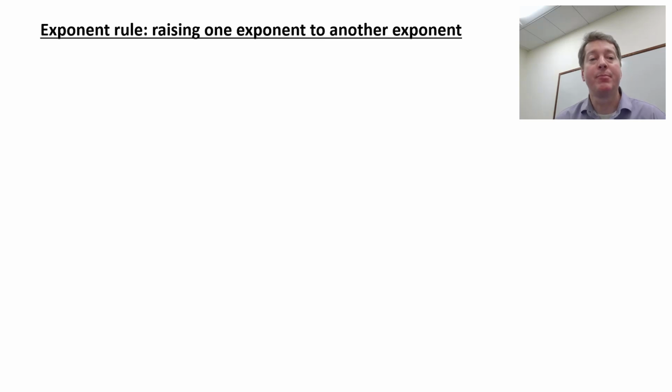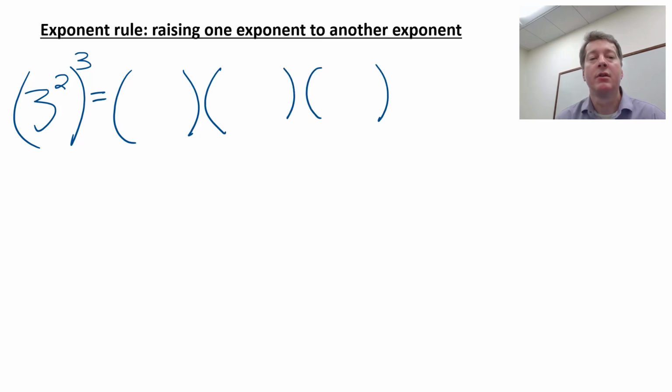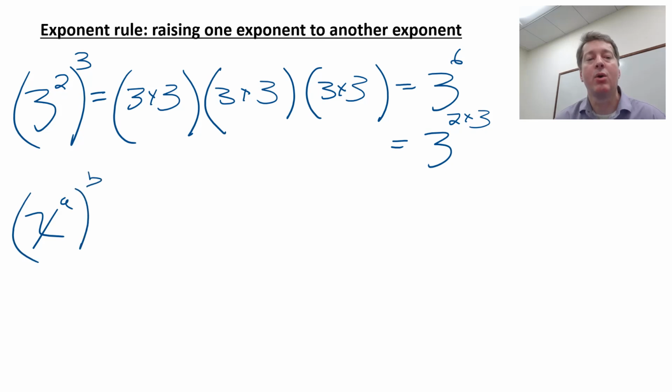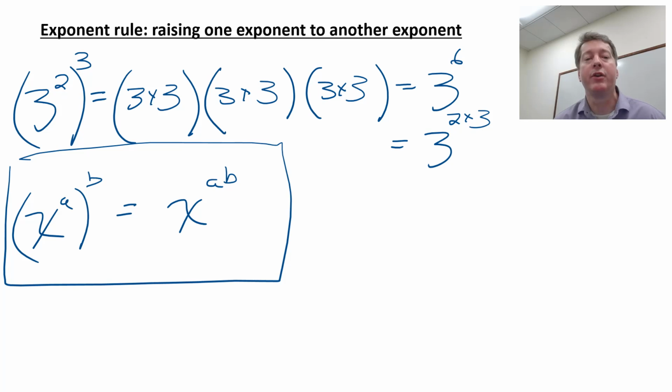Let's talk about raising an exponent to another exponent. Suppose I had 3 squared cubed. So that's what? That's the same as 3 squared times itself 3 times. So 3 times 3 times 3 times 3 times 3 times 3. Well, that is 3 times itself 6 times. That's 3 to the 6th. It is 3 to the, not 2 plus 3, but 2 times 3. So as a general rule, x to the a raised to the power of b, you multiply the exponents: x to the ab. Very important rule to remember for a standardized test.